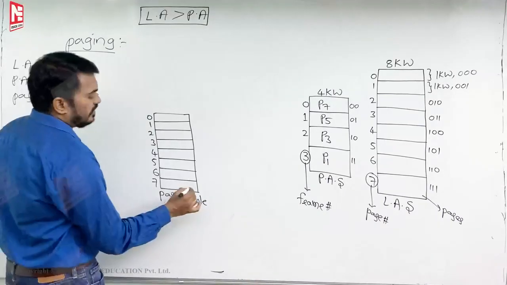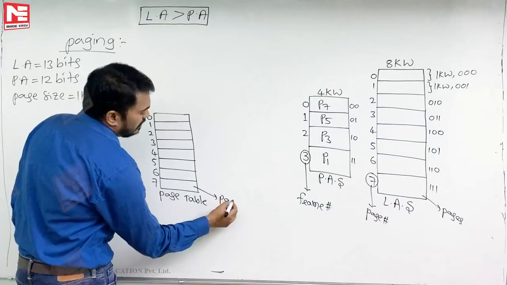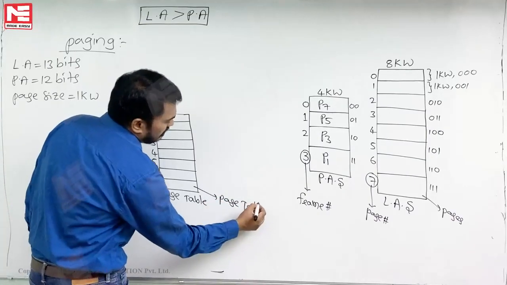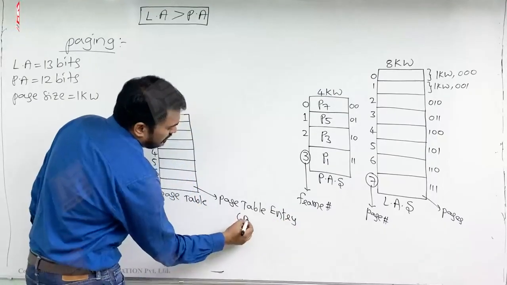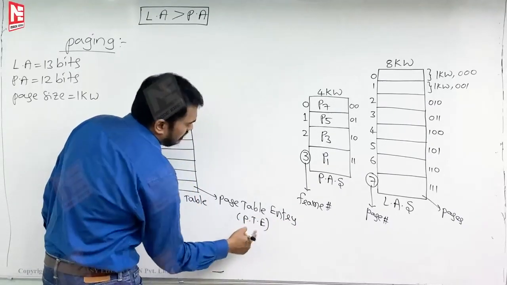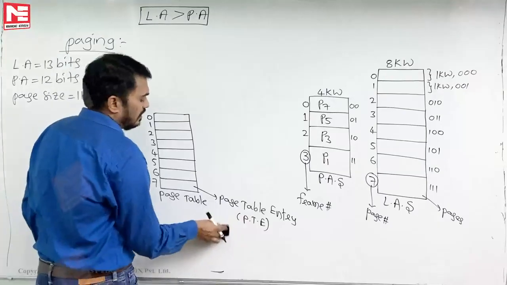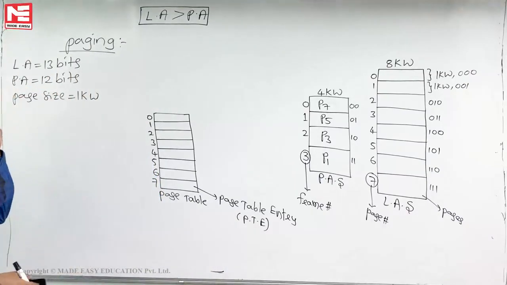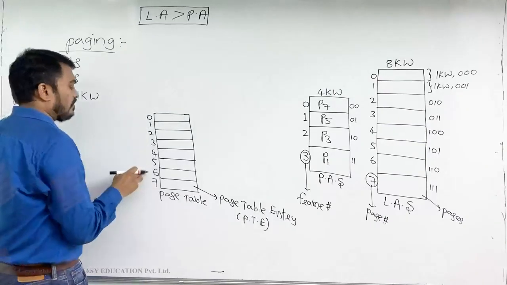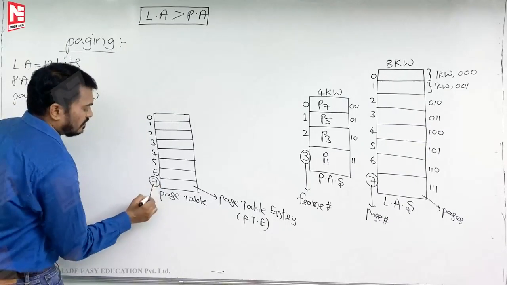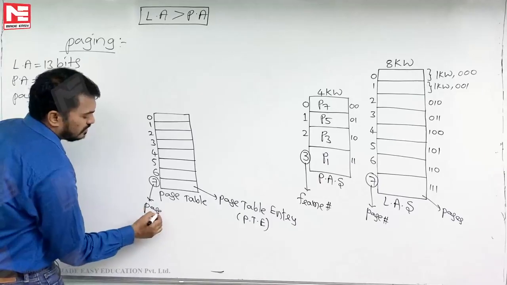Remember, this is called a page table entry. In the question it is sometimes called PTE, right, page table entry. Please copy this. I will explain all that. So 0, 1, 2, 3, 4, 5, 6, 7 is the page number.